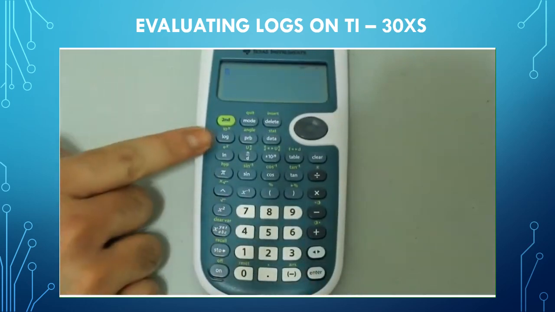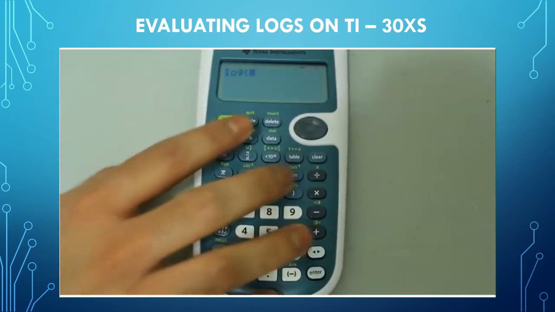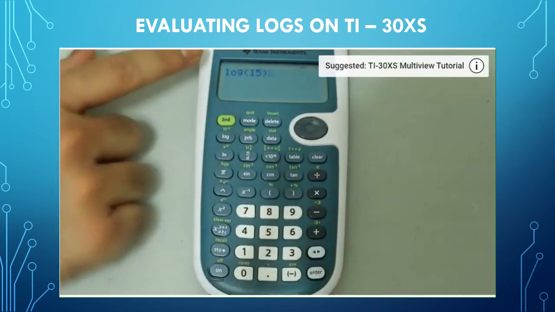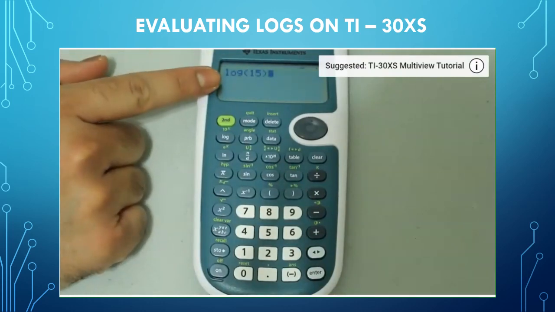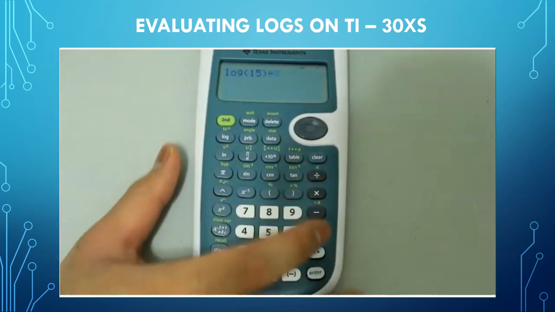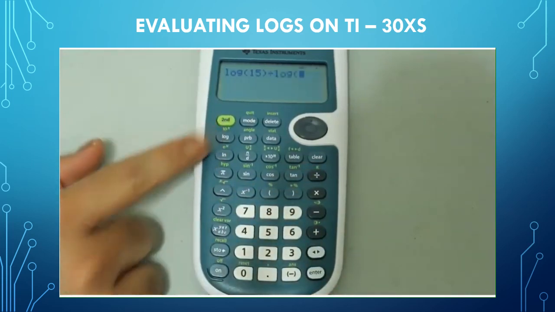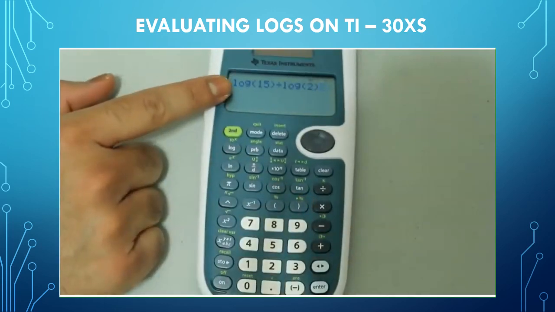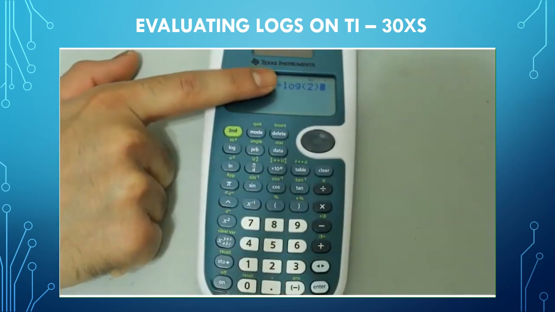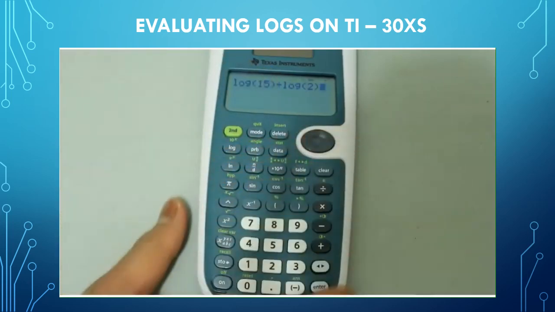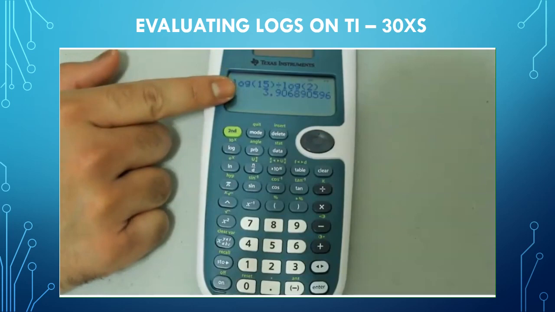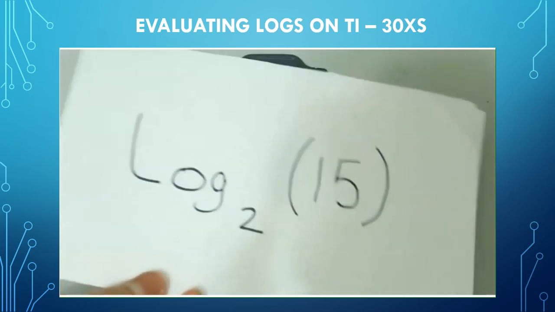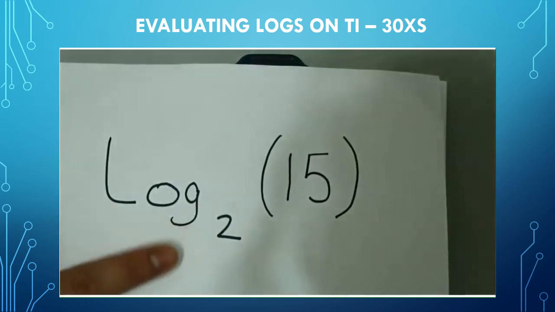So type in log, and this appears on the screen, log 15. So just close the parentheses after you type in 15. So this assumes that the log base is 10. Now divide that by log 2 and close the parentheses. So this is log of 15 with the base of 10 divided by log of 2 with the base of 10. When you press that, the answer comes out to this, which is the same as log of 15 with the base of 2.